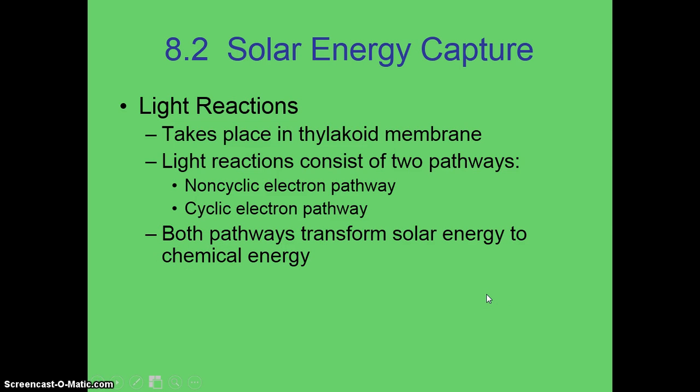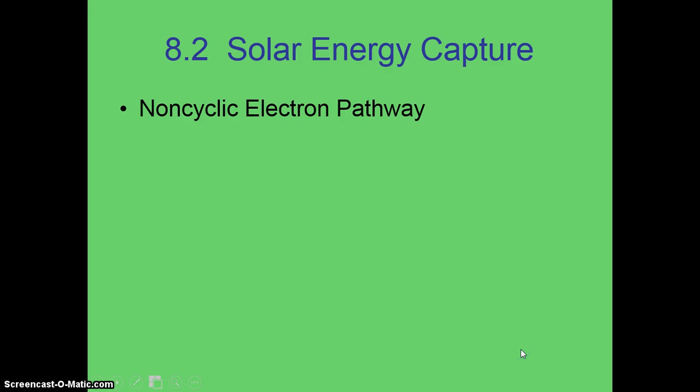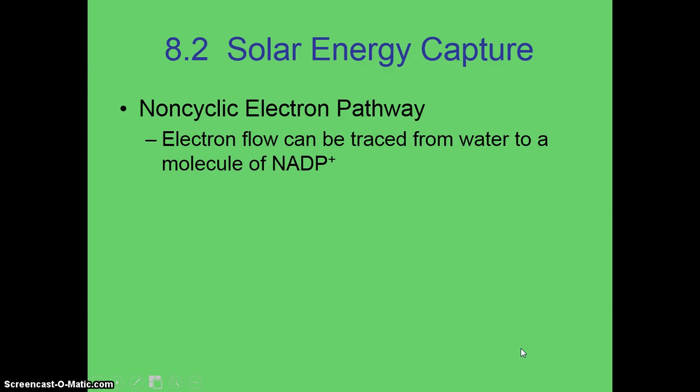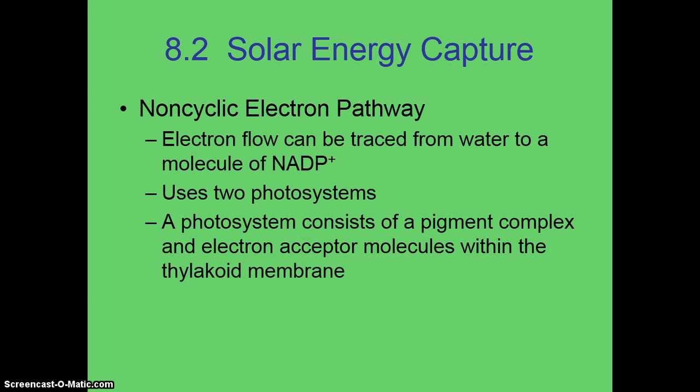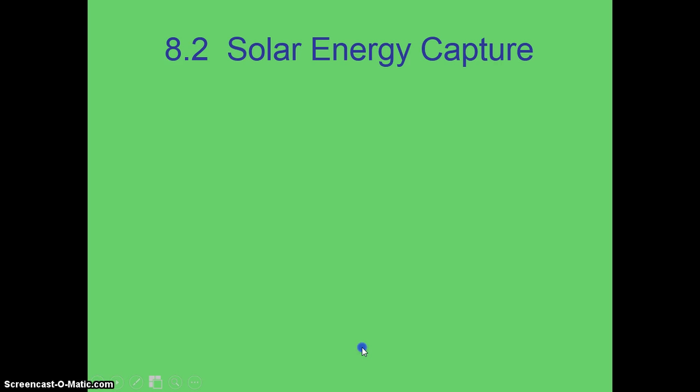Both of those are going to take solar energy and change it into chemical energy. Both pathways produce ATP. There's only one difference. The non-cyclic pathway also is going to produce NADPH, but not the cyclic pathway. So let's take a closer look at the non-cyclic pathway. Electron flow can be traced from a water molecule to a molecule of NADP+, and this non-cyclic electron pathway uses two photosystems. A photosystem is a pigment complex and an electron acceptor molecule that's within the thylakoid membrane. We can talk about this pigment complex as being like an antenna for gathering solar energy.